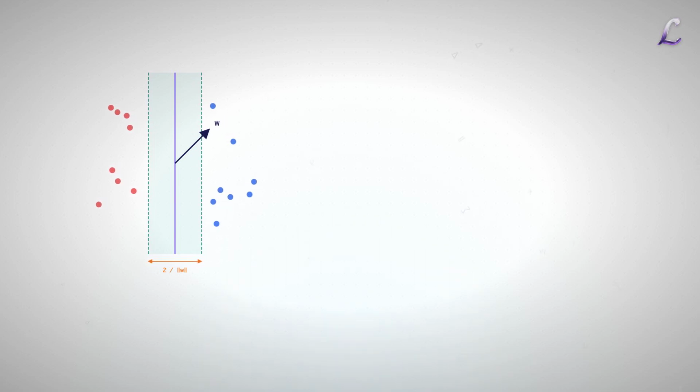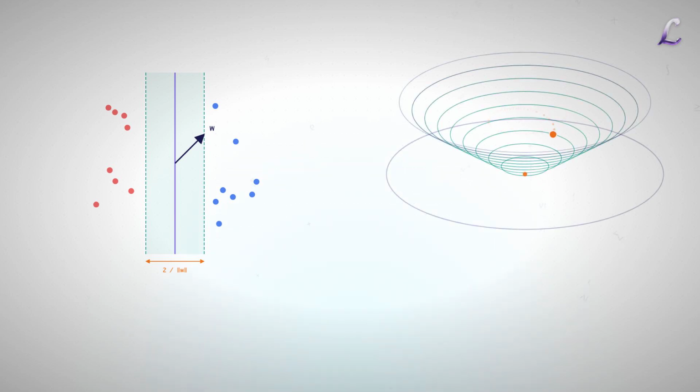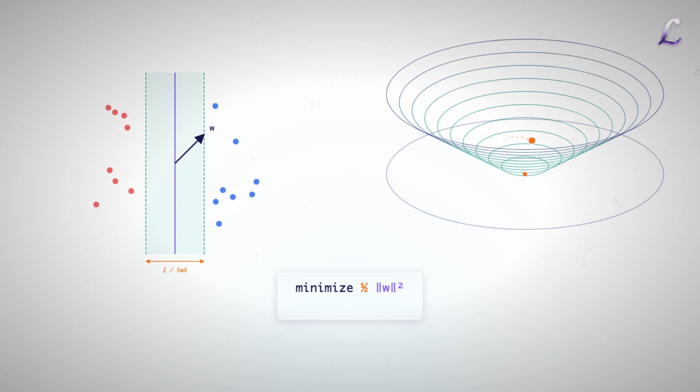Here's the geometry. The width of this margin is exactly 2 divided by the norm of W. To maximize the margin, we must minimize the norm. Mathematically, we minimize the squared norm of W. This is a convex quadratic optimization problem. That sounds technical, but it implies something powerful. There are no local minima. If you find a solution, it is guaranteed to be the global best solution.